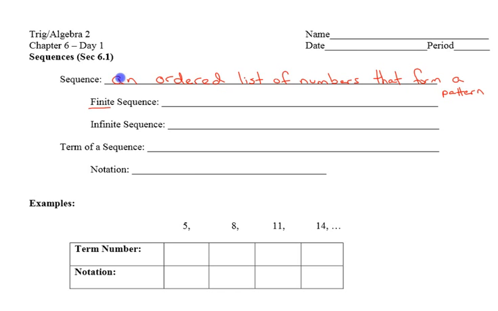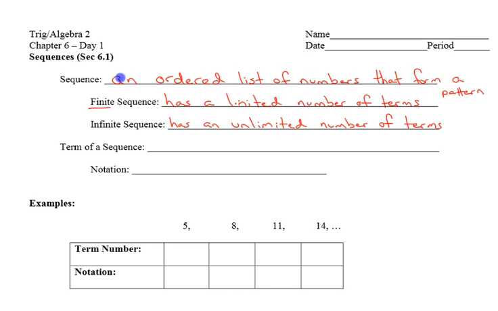A finite sequence has a limited number of terms. In other words, it has an end. An infinite sequence has an unlimited number of terms. This sequence will go on forever and usually will be indicated by a dot, dot, dot at the end of the sequence.